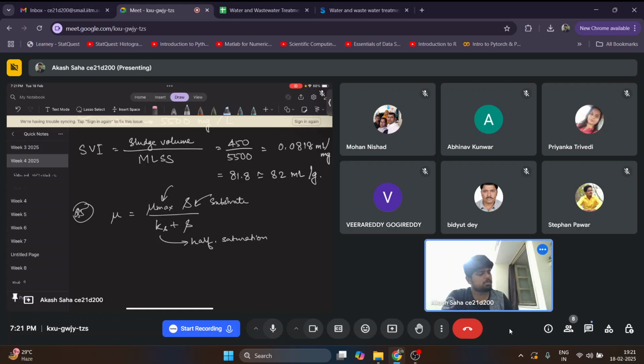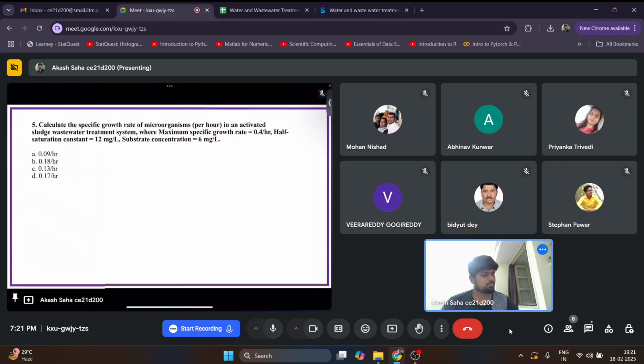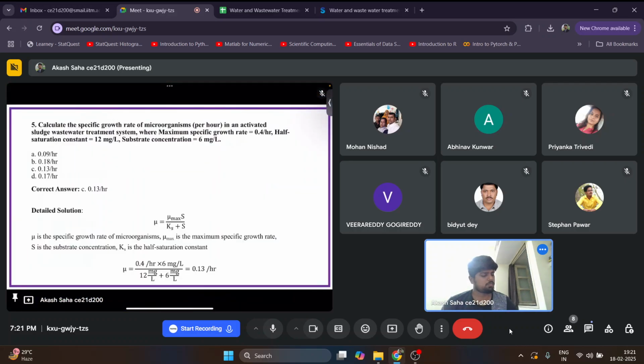Ks is the half saturation constant. So simply if we put the values, 0.4 times 6 by 12 plus 6, the answer is 0.13 per hour. Very simple. So this is the correct answer.